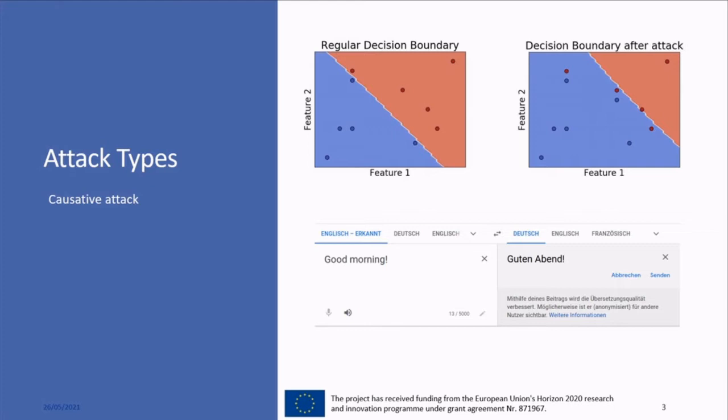I would just like to show two different attack types. So here we start with the causative attack. When you take a look at the upper picture, on the left-hand side, you see a classifier that can distinguish between the red and the blue points quite well. So we've got the decision line, this line does divide the red points from the blue points, and thus we would say that it has a high accuracy because all the points that we have there are correctly classified.